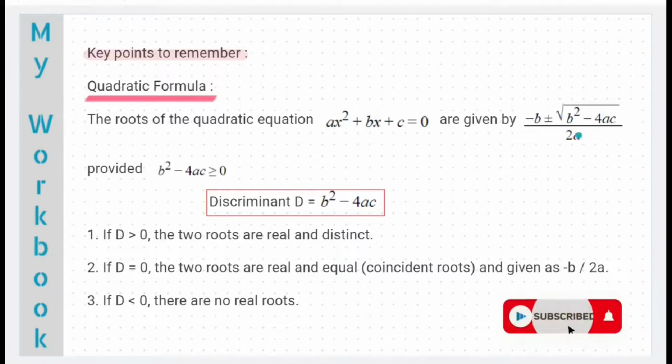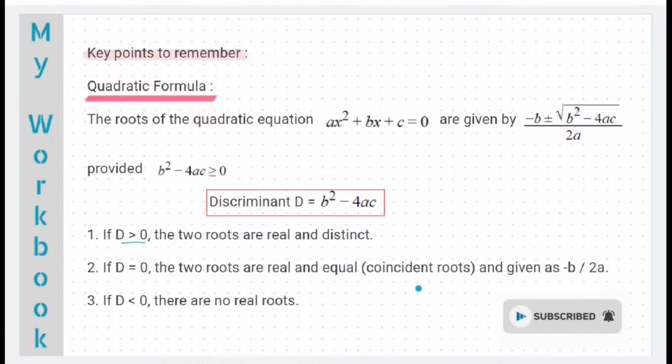So if we find the discriminant of the quadratic equation, we can tell the nature of the roots. If the discriminant is greater than 0, then the roots are real and also distinct. So there will be two different numbers, two different values of roots. If d is equal to 0, then the roots are real and they are also equal. So the roots are coincident. So you'll have only a single value which will be the root.